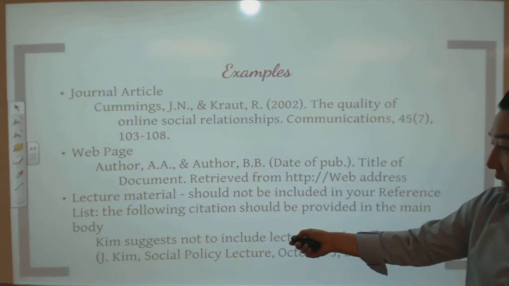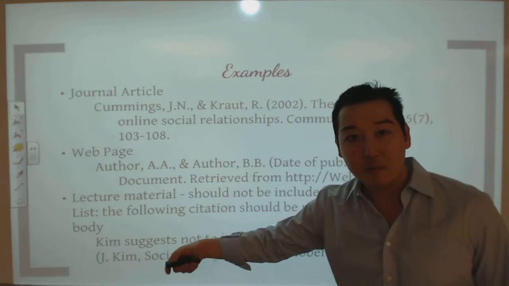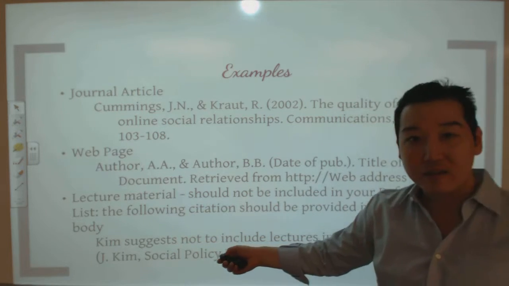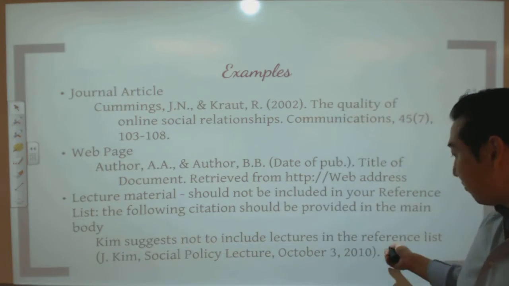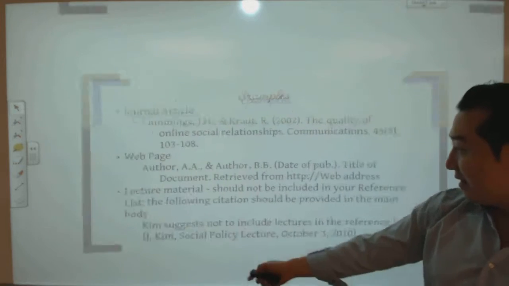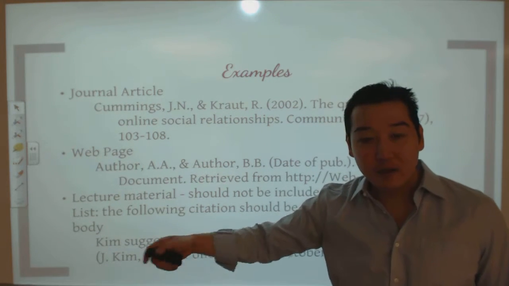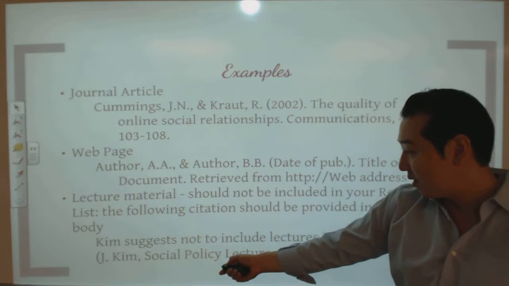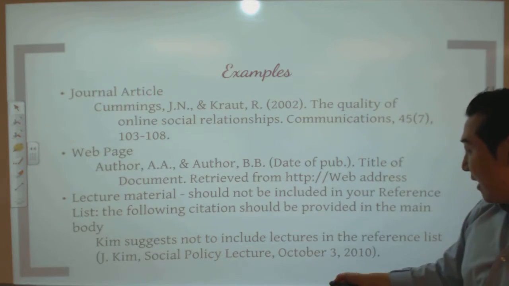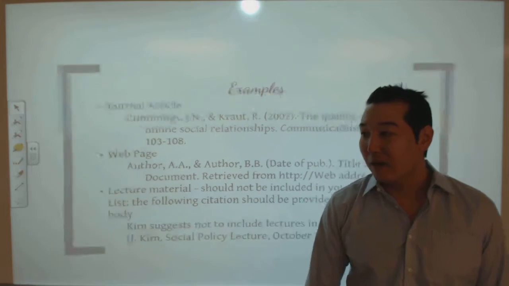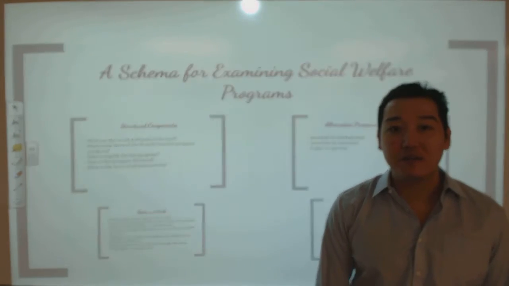And so this is an example here, right? Let's say there's some content from one of the lectures. We treat that, like I said, as a personal communication. And then in parentheses, you have the author of that communication, the name of that lecture, and then the date of that lecture. All right, so those are the basic rules for APA-style formatting.